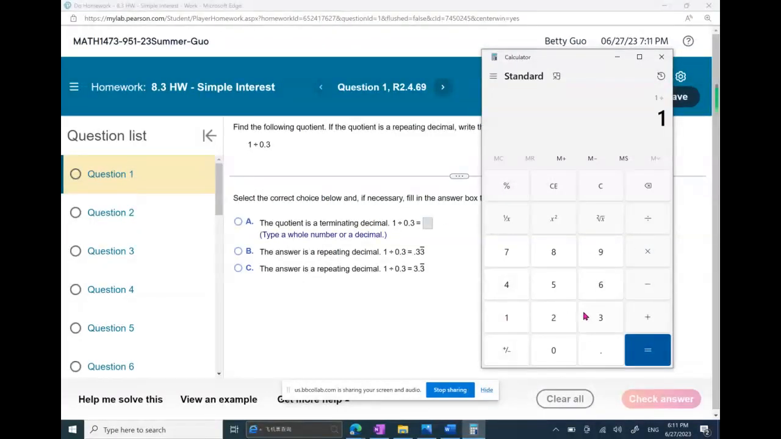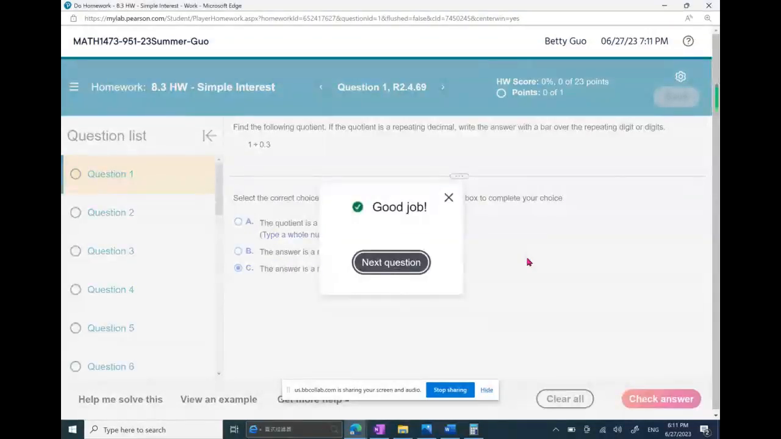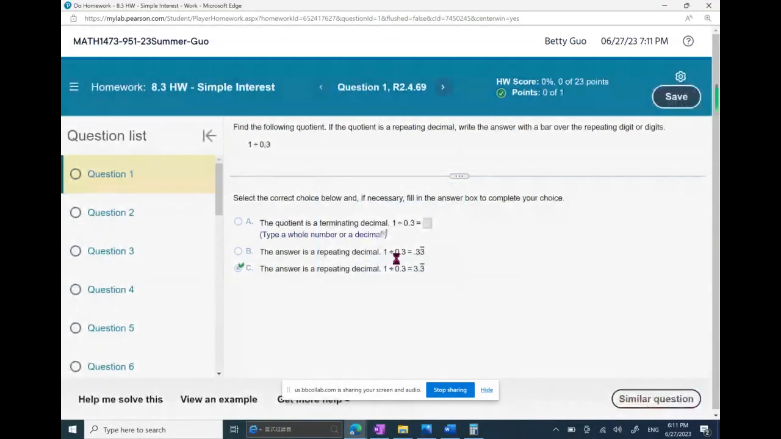Let's divide 1 by 0.3. We do have a decimal that is infinite and repeating. So the answer should be 3.3, and above the second 3 we put a bar. So the answer should be C. 1 divided by 0.3 is 3.3 with the 3 repeating. There is a way to describe or represent the exact value of the result.